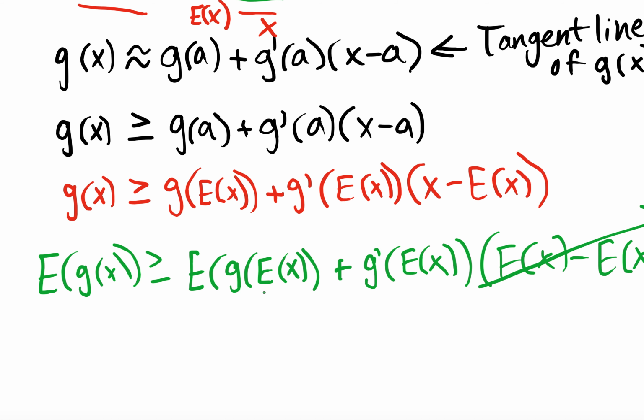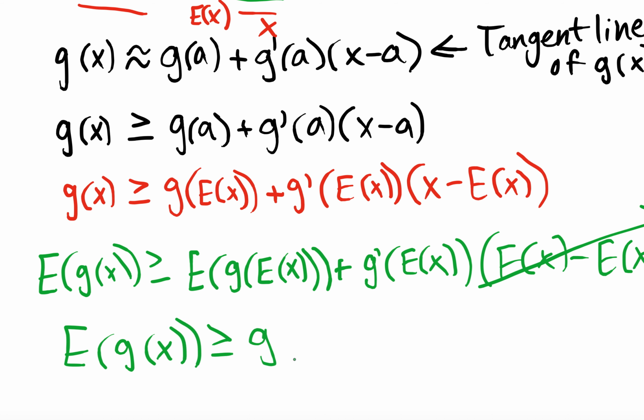Now the expected value of g evaluated at the expected value of x, this is also just a constant. So this becomes the expected value of g of x greater than or equal to g evaluated at the expected value of x. And that's it. That proves our result.